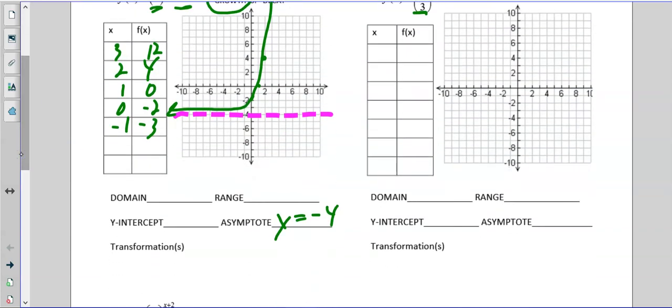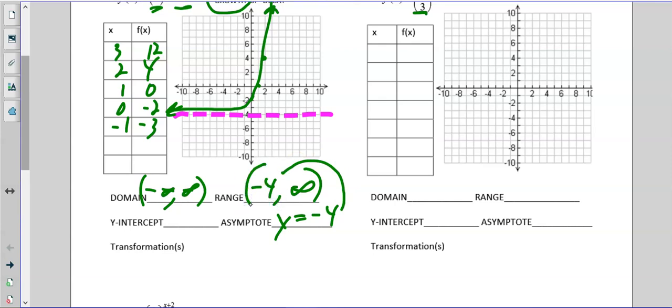The domain on all these is going to be -infinity to +infinity because they're always going left and right forever. Okay? Now the range, where's it going? It's going up in the sky towards +infinity. And it's bottoming out at this number right here, the -4. Now we're going to use a parentheses, not a bracket, because it never hits -4. That's very important. The y-intercept we get right off the table, 0, -2.